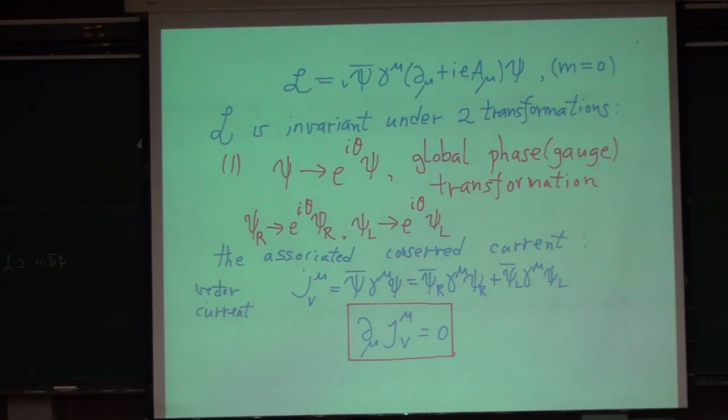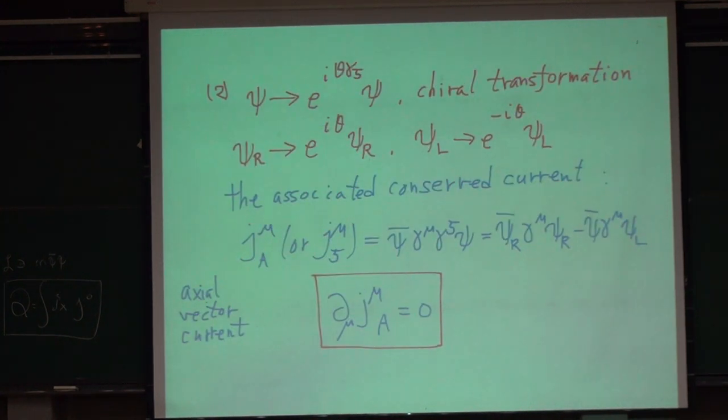And according to Noether's theorem, there must exist conserved quantities associated with symmetries, or invariances under transformation. And for this particular invariance, the associated conserved current is this object, and it is called the vector current. As you know, the conserved quantity Q is the spatial integral of the time component of this four-current. So the vector current is conserved according to Noether's theorem.